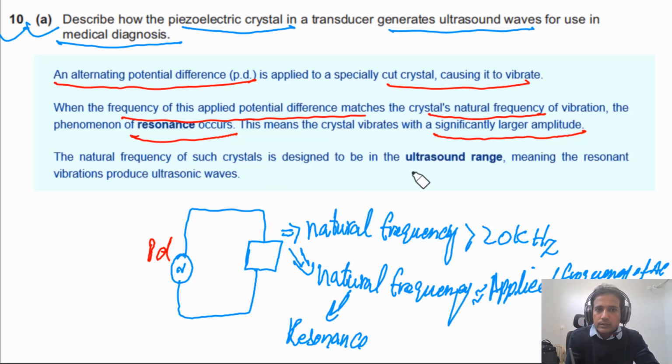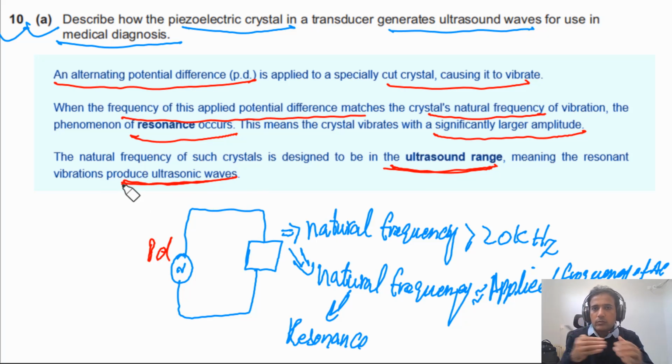The natural frequency of such a crystal is designed to be in the ultrasound range, meaning the resonant vibrations produce ultrasonic waves. So when the crystal is vibrating, it will vibrate at the same frequency. So the waves produced are ultrasound waves, because the frequency is greater than 20 kilohertz.